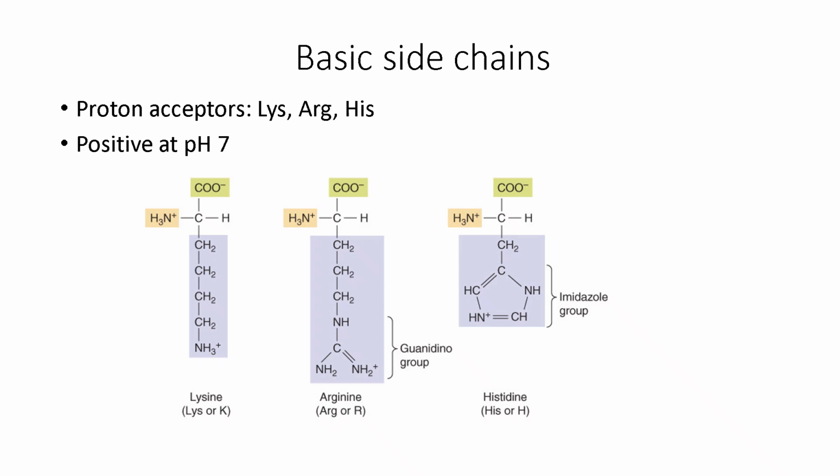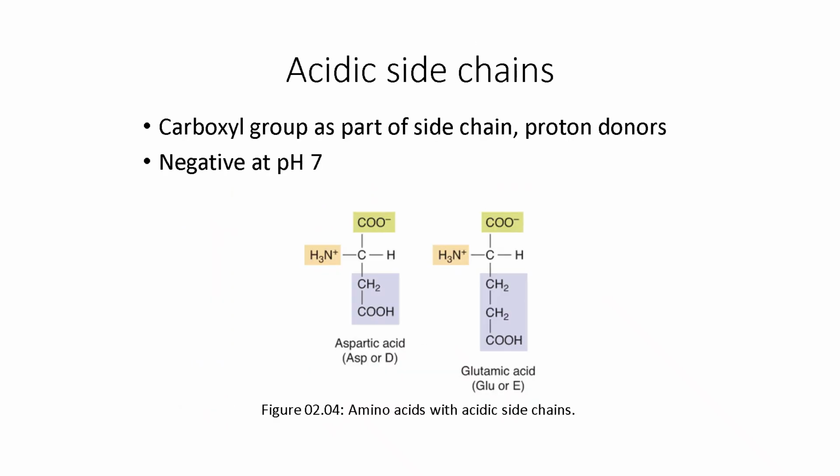Basic amino acids include lysine, arginine, and histidine. These side chains are proton acceptors and are positively charged at pH 7. They often interact with negatively charged molecules like DNA or with acidic amino acids, forming ionic bonds important for protein folding and function. The acidic amino acids are aspartic acid and glutamic acid.